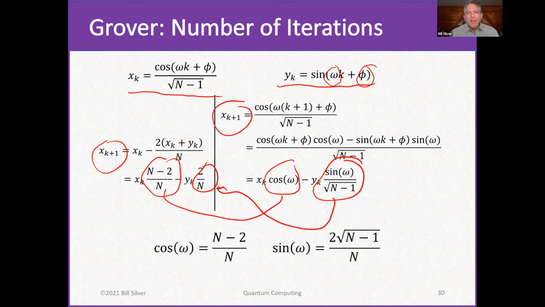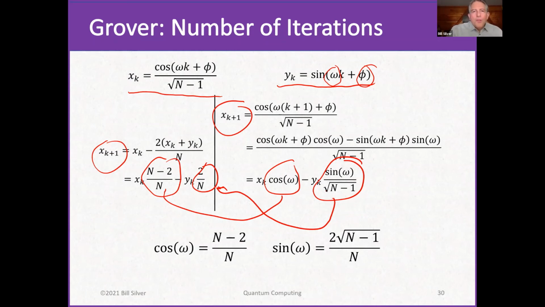And from that, I can get some formulas for the frequency of my sine and cosine wave as a function of the number of states. Now, I did this with x sub k plus 1. By the way, you can work these out for yourself if you want to when I post the slides from today, but you don't have to.